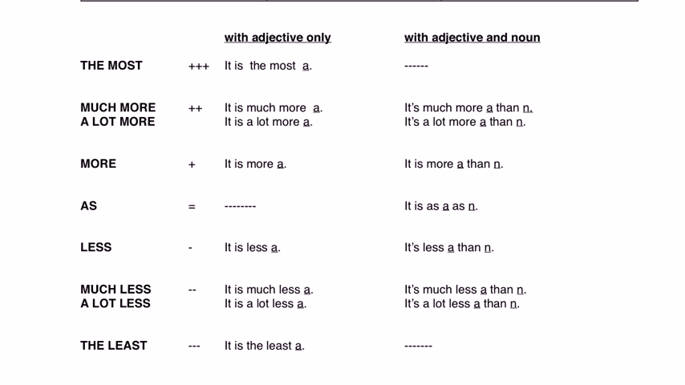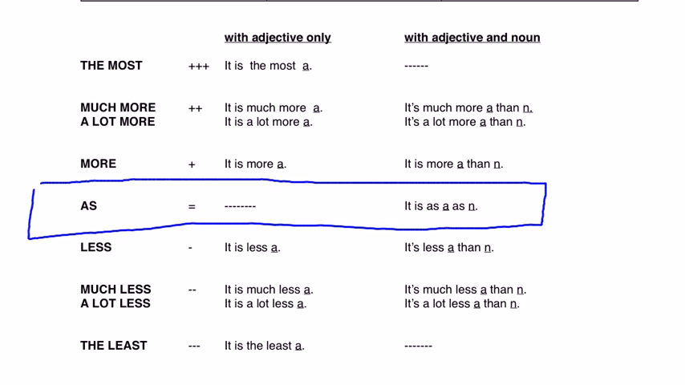When comparing items, if things are relatively the same, we usually combine the adjective with a noun or pronoun. It is as big as the house. It is as big as that. This is when things are exactly or almost the same. On either side of this we have when it is less or if it is more.